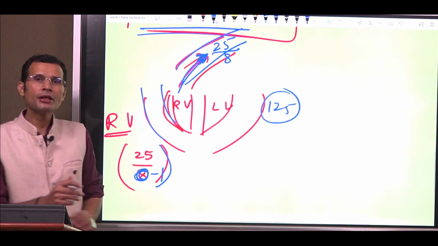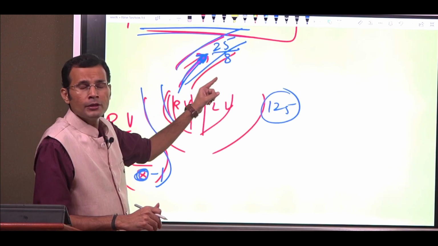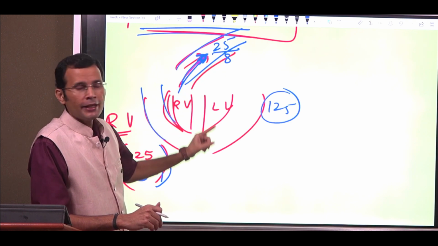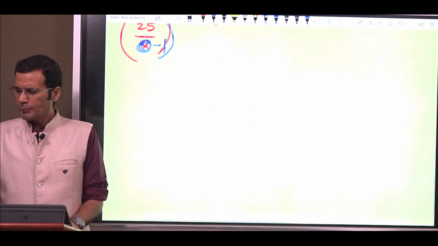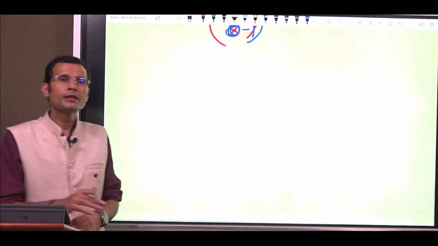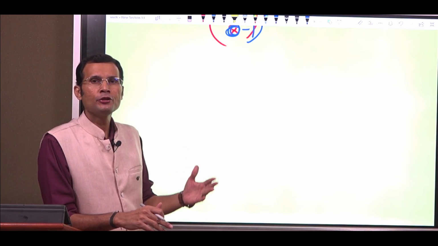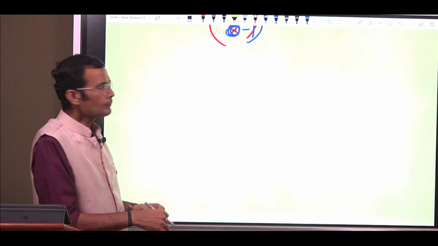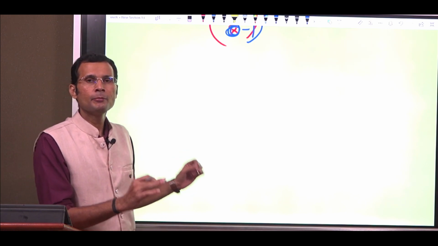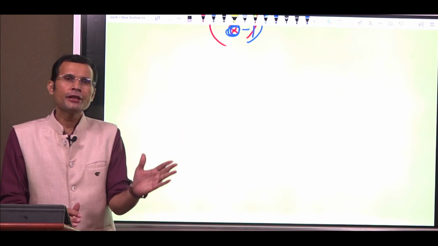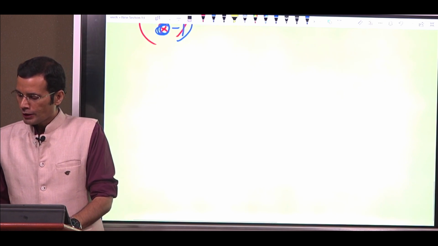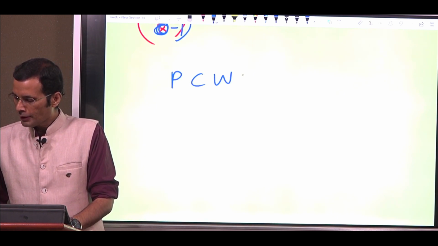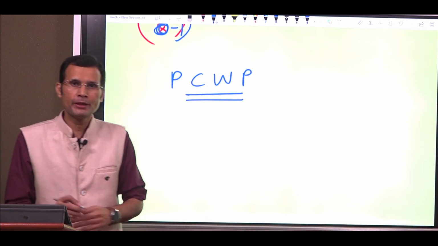So, pulmonary artery pressure is 25 systolic, 8 diastolic. Pulmonary capillary pressure is in the range of 14 to 15 mm of Hg. There is also pulmonary capillary wedge pressure.